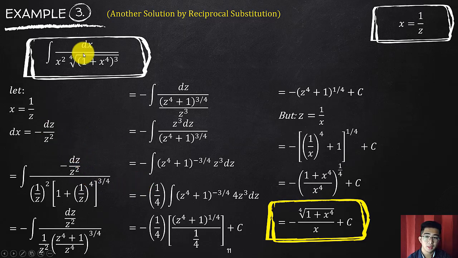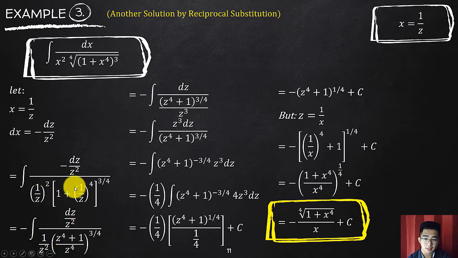So what does this do? dx is equal to negative dz over z squared, over, what is this? x squared. What is x? 1 over z. So that's 1 over z quantity squared. The fourth root again of a cube is raising it to 3/4. So that becomes 1 plus 1 over z raised to 4, correct, quantity raised to 3/4. So simplifying, let's factor out the negative sign. That's 1 over z squared, okay?